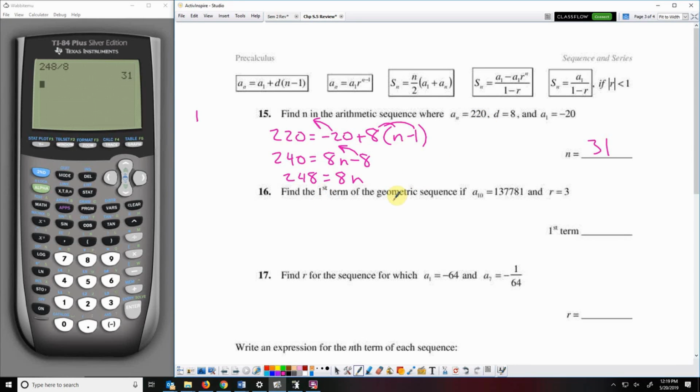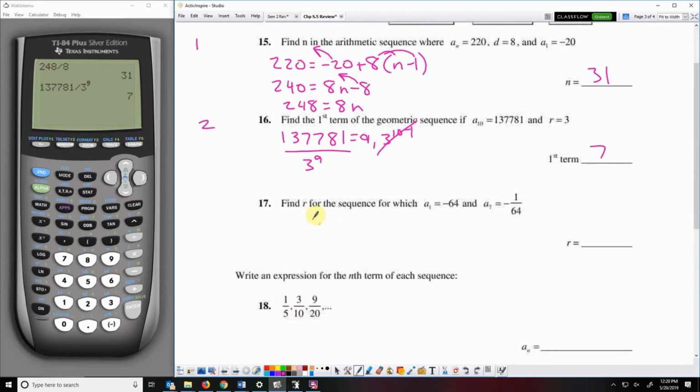Find the first term of a geometric sequence. That's formula number 2. So A sub n, 1,377,881, equals A1 times R, which is 3, to the n minus 1 power. N is 10, so the 10 minus 1 power. So to solve for A1, I can just divide by 3 to the 9th and cancel that out. 1,377,881 divided by 3 to the 9th power is 7. The first term is 7.